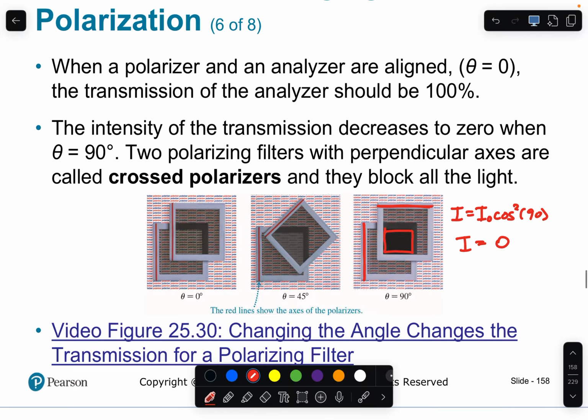We call this arrangement crossed polarizers. Crossed polarizers are helpful. Let's say that you have light that has two polarization directions and you want to get rid of one of them. Then you would want to cross the polarizers to be 90 degrees with respect to that one, and you would eliminate that one but allow the other to pass through.